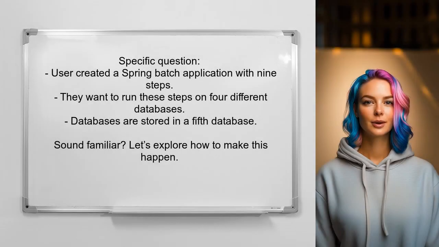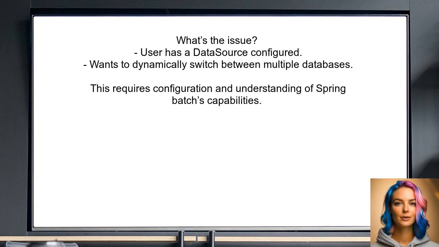Here's the specific question we're addressing today. One user created a Spring Batch application with 9 steps using a single data source. They want to run these steps on 4 different databases, which are stored in a 5th database. Sound familiar? Let's explore how to make this happen. So, what's the issue here?